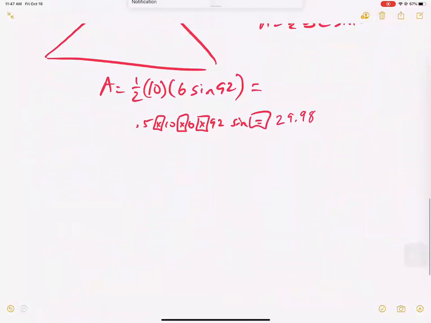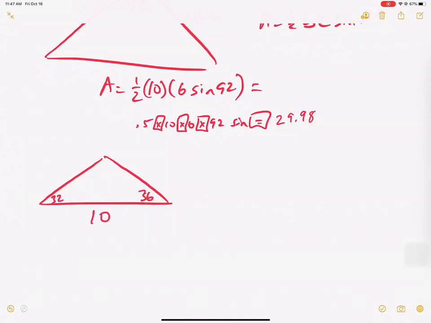Okay, now you might say, well, isn't SAS kind of limiting? Like, what about if I get triangles in other shapes? What if I don't get an SAS triangle? So what if I give something like 32, 36, and we'll give you guys a side 10. Is this SAS? No. So for this type of example, what could I use? Would I use law of sines or law of cosines to solve the triangle?